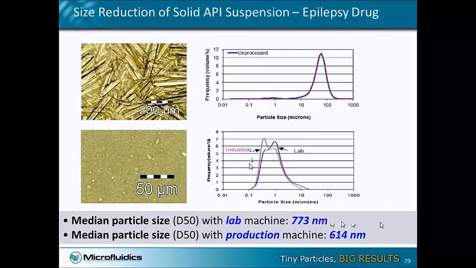This is the result of, I mentioned earlier that sometimes you do get additional benefits for production microfluidizer using two intensifier pumps. But overall, you can see the results are very similar, achieved from both lab and industrial scale microfluidizer, which proved the scalability of our technology. Now I want to move on to liposomes.